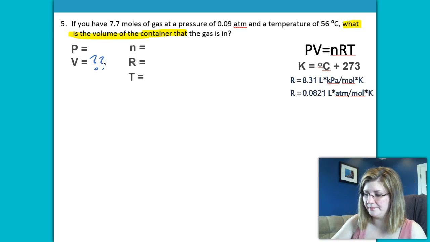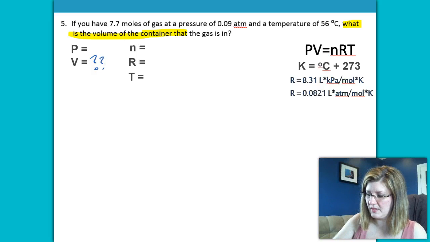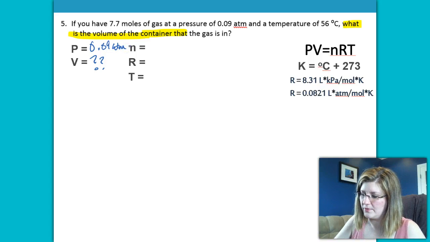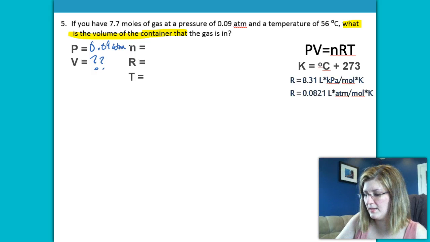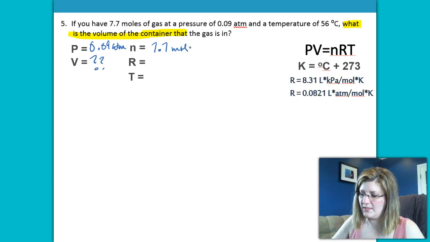And what's the pressure? Pressure is 0.09 atm. What's the number of moles? 7.7 moles. What's the temperature?